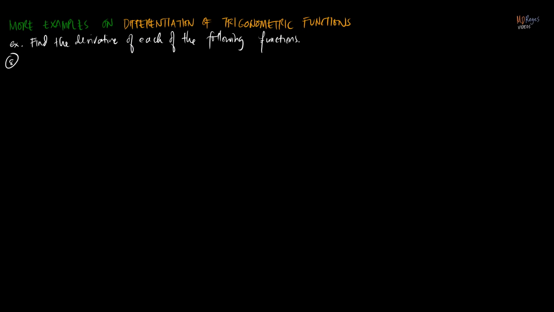In this video, I will give you more examples on the differentiation of trigonometric functions. In the following examples, we just find the first derivative of the function. In number 8, we'll have the function y equals ln of cotangent of x squared.